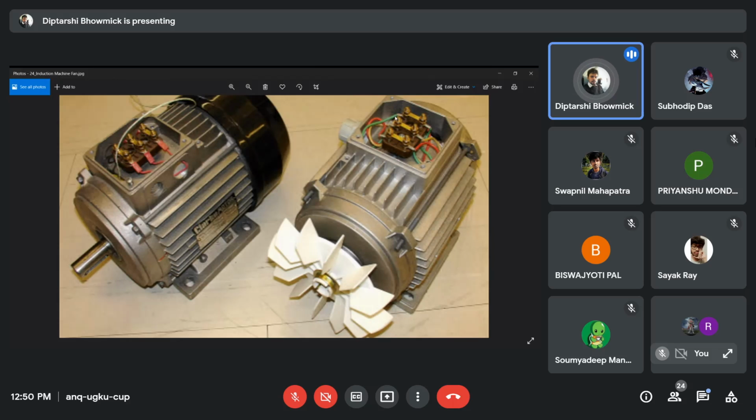But if the 6 terminals are not available, if you have only 4 terminals or 3 terminals, that means the connection, whether star or delta, is made inside and you cannot access it. If the machine is internally connected in star, then you have to run it as a star connected machine. If it is internally connected as a delta, then you have to run it as a delta connected machine. You cannot change the connection. But if you have access to all 6 terminals, then you can change the connection as per your convenience. That is the facility of accessing these 6 terminals.